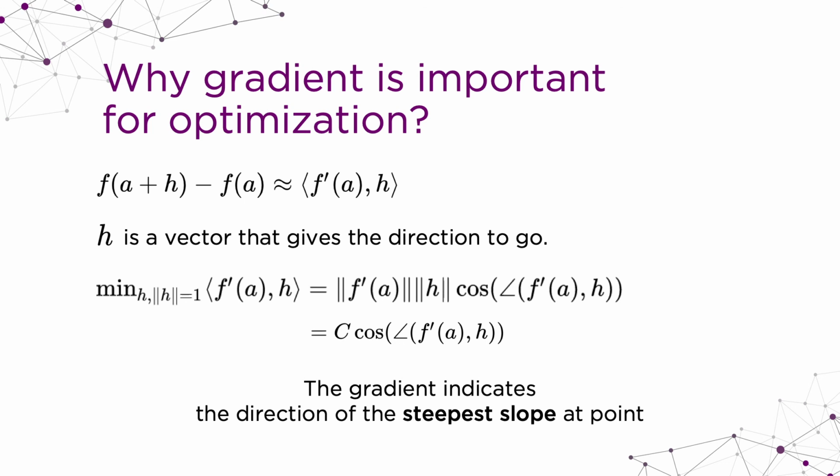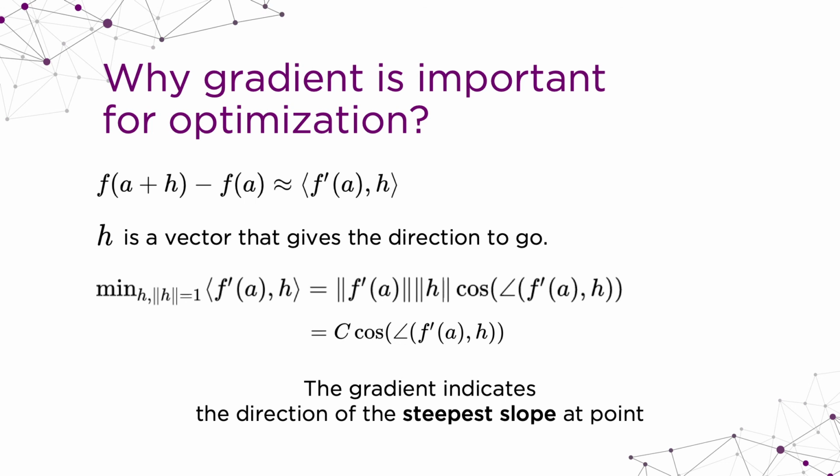But the gradient is a local information. It has been defined only at one given point. And since it's a linear approximation, we don't know how the error will accumulate if h is too big. But at least we have the steepest slope.